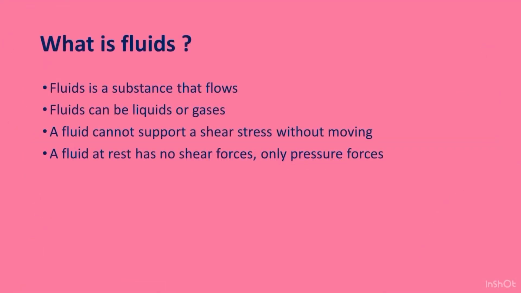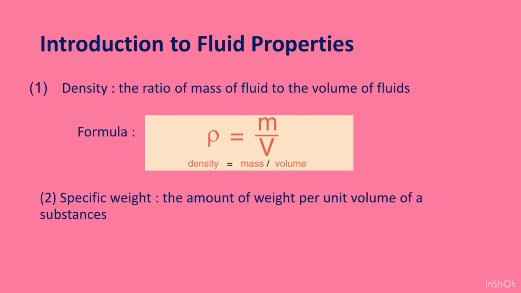So what is fluid? Fluid is a substance that flows and can be liquid or gases. A fluid cannot support a shear stress without moving, and a fluid at rest has no shear forces, only pressure forces. For the introduction to fluid properties, the first one is density. The meaning of density is the ratio of mass of fluid to the volume of fluid. This is the formula of density, which is mass over volume.